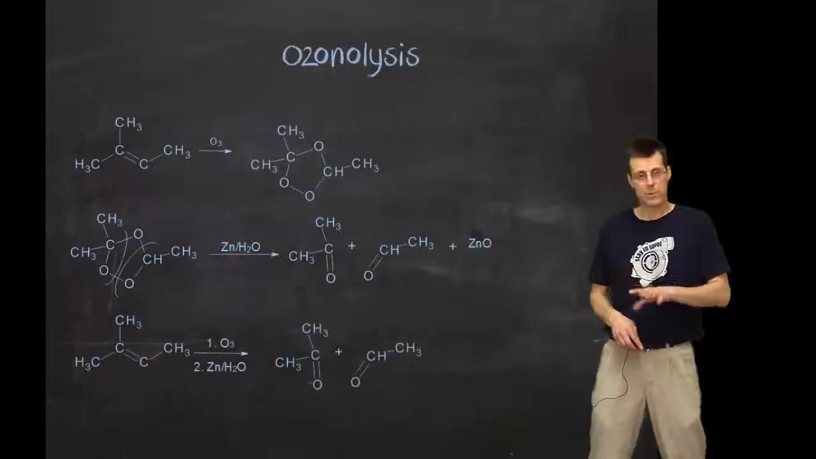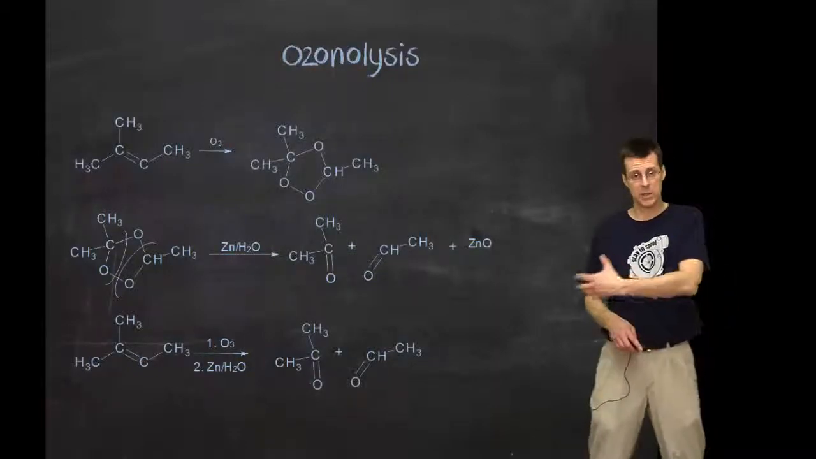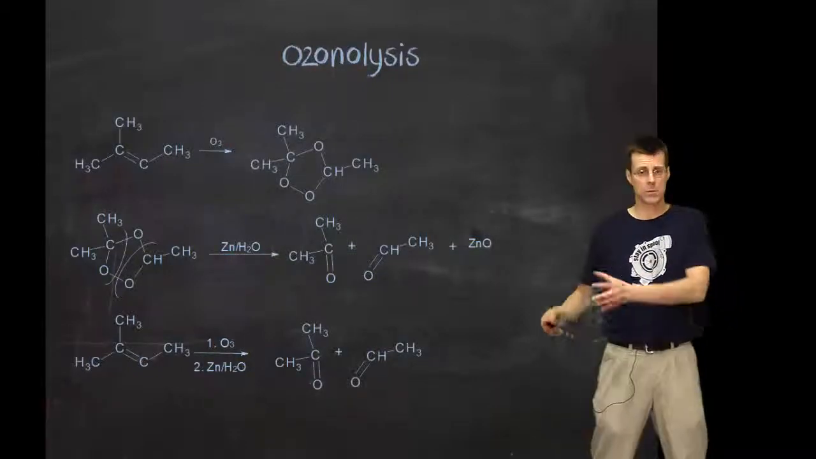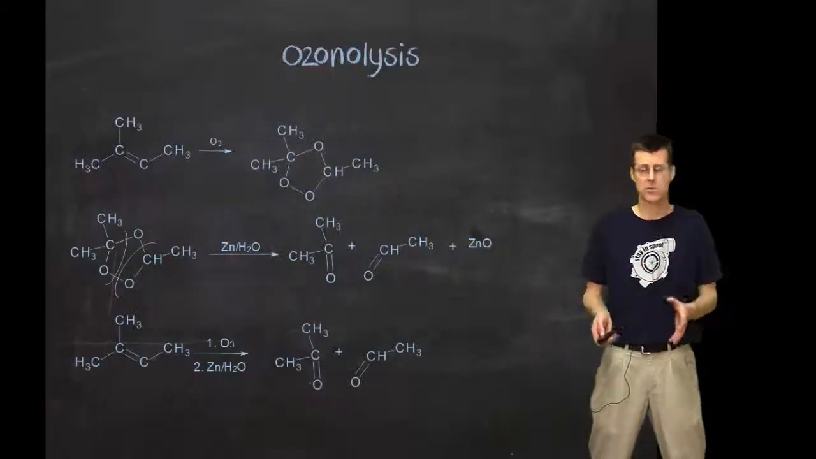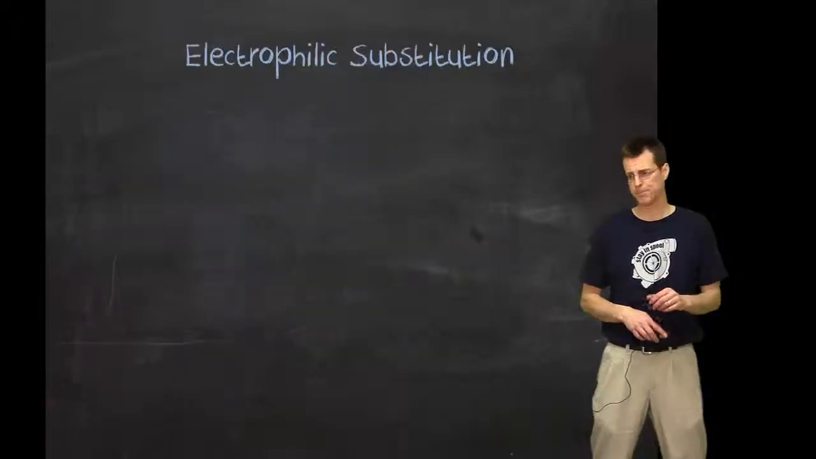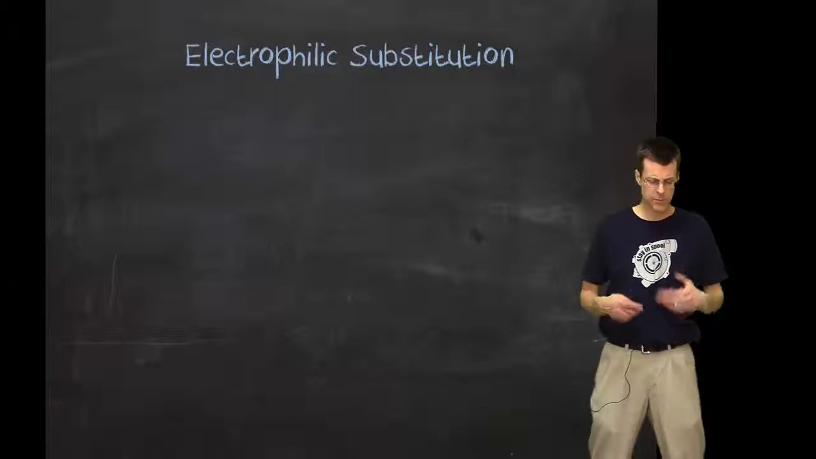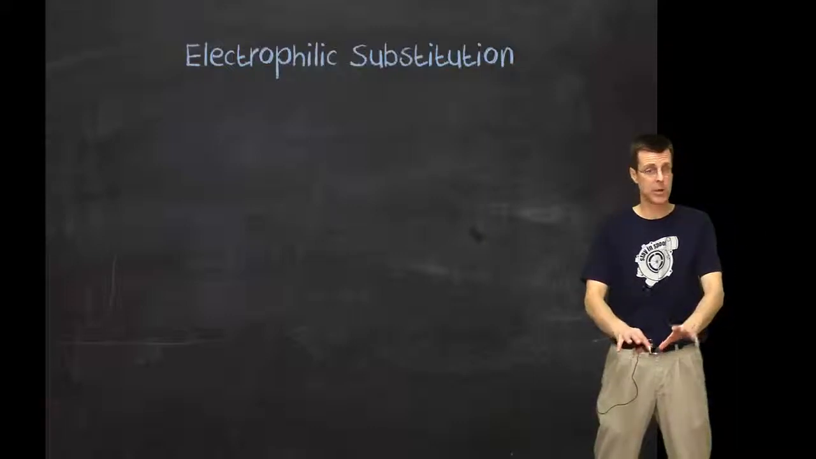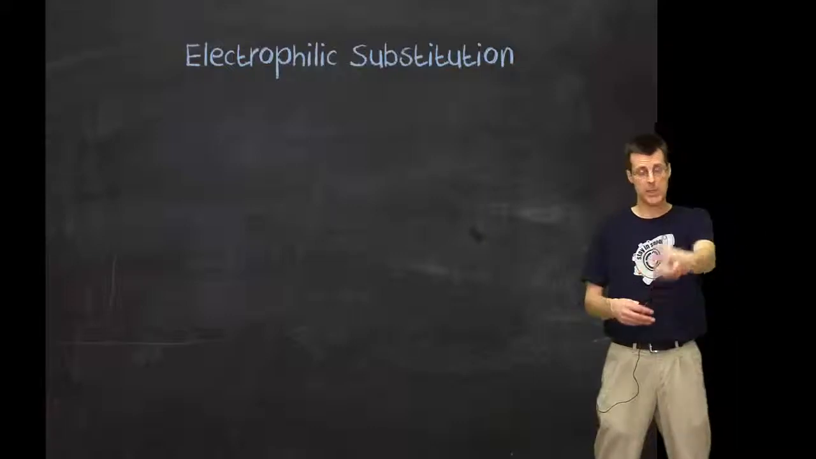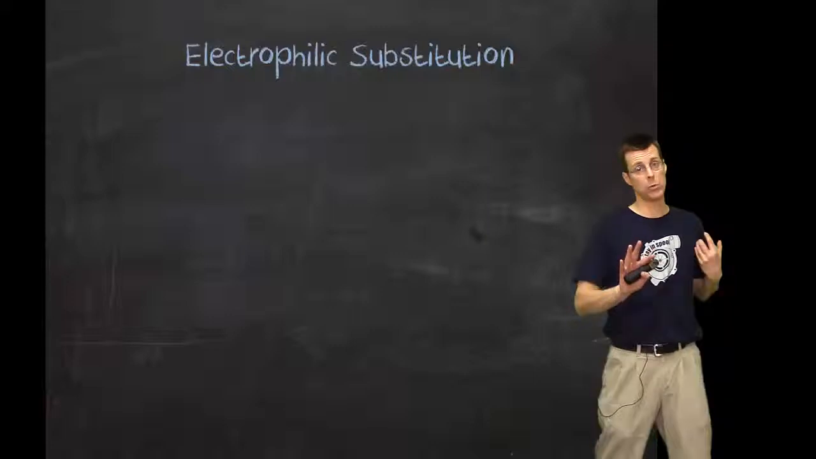For us, all we really need to worry about is our overall summary. So here's my starting material, here's my reactant, reaction conditions, here's my products. Electrophilic substitution. Now substitution, of course, means that something's being replaced. So it's not just we're adding across a double bond. What we're doing is we're taking something off and putting something new on.